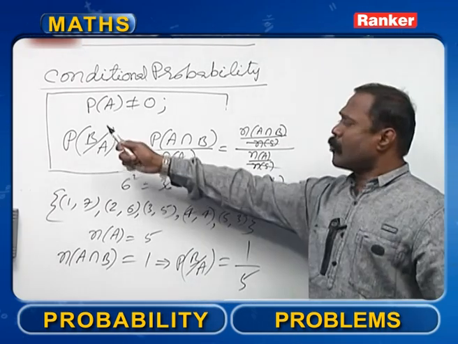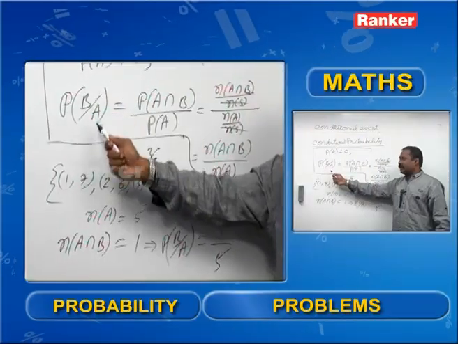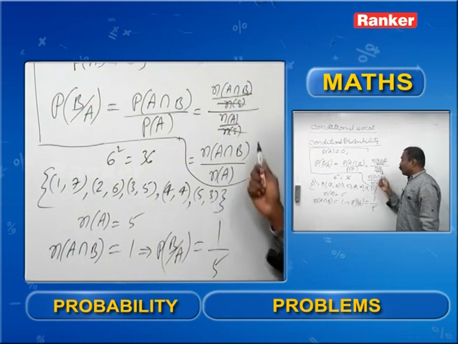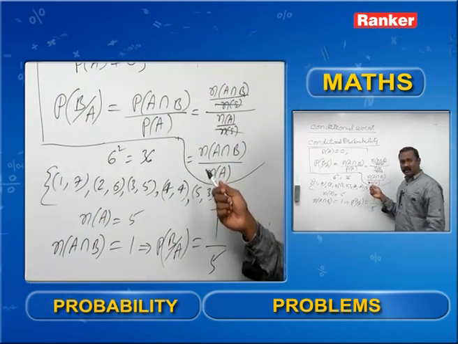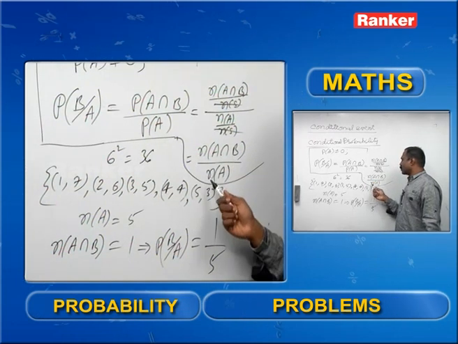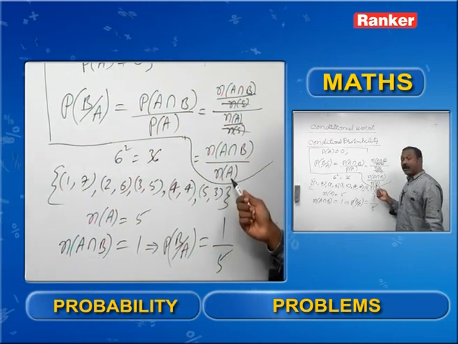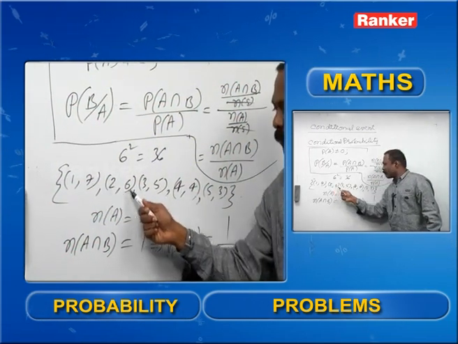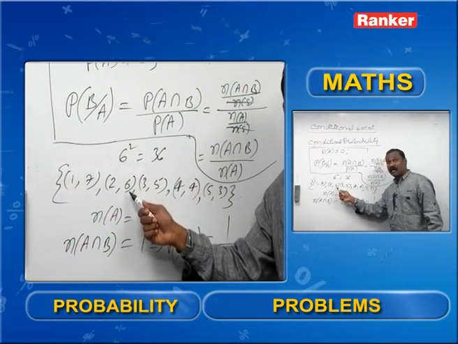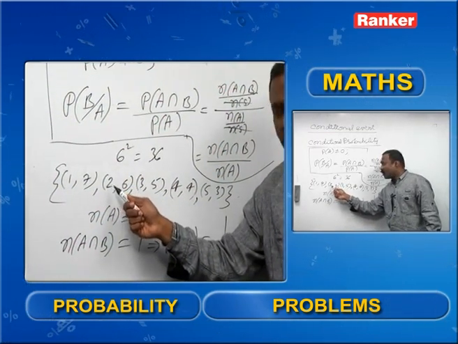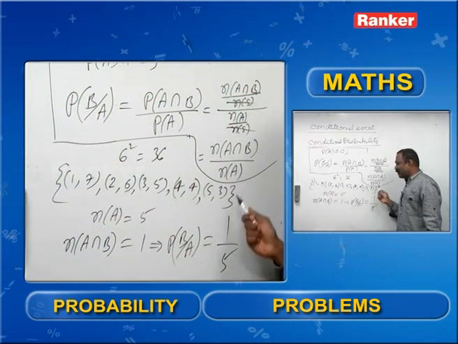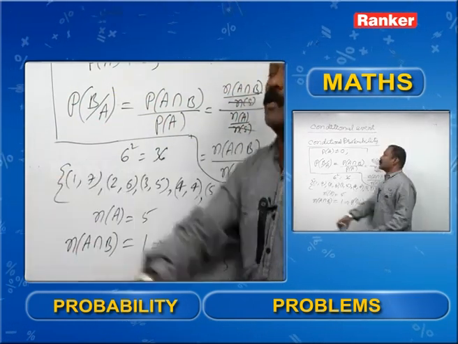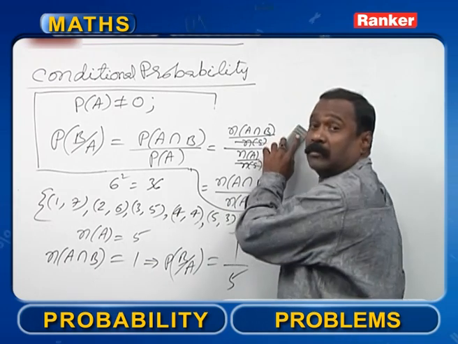So P of B after A, or P of B given A, is nothing but P of A intersection B upon P of A. That is the definition of conditional probability. If you want to convert this into number of elements, it is number of elements in A intersection B upon number of elements in A. Intersection means 'and'. A and B means getting number 2 and the sum 8. It is only 1. And N of A, getting sum 8, how many are there? 5 are there. It is 1 by 5 like that. So it is nothing but the compound probability.